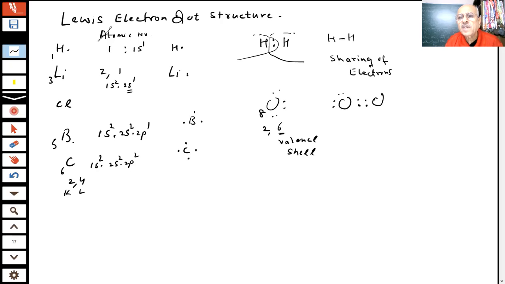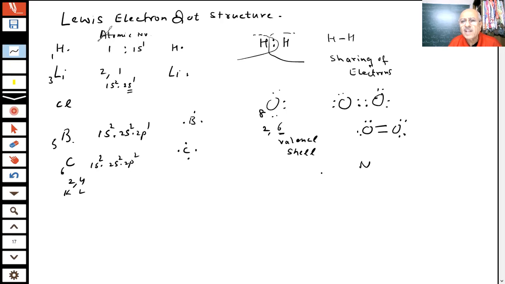This is our oxygen. How many? This 6, these are four and these are shared. These are shared by both the oxygen. So you represent oxygen like this: double bond. And how many? Each oxygen has got two pairs of electrons. These are called Lewis electron dot structure. Students, you are aware of this.